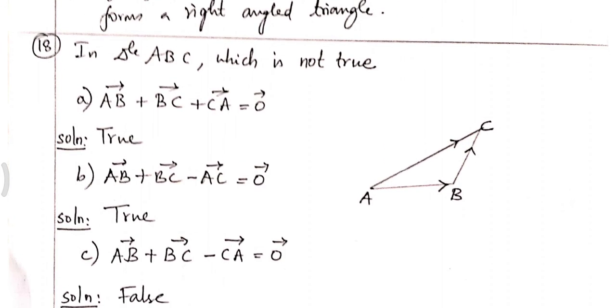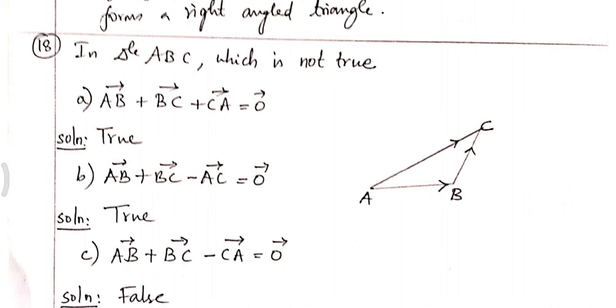In triangle ABC, which is not true? Now, AB vector plus BC vector plus CA vector equals 0. Yes, you go through the line AB vector, BC vector and reach CA vector. Your starting point and end point are the same, so the vector value is 0, so it is true. The second one, B part, AB vector plus BC vector minus AC vector equals 0 vector. Yes, it is also true.